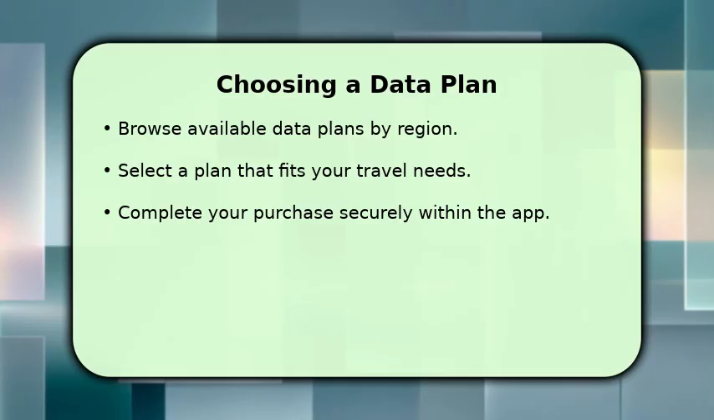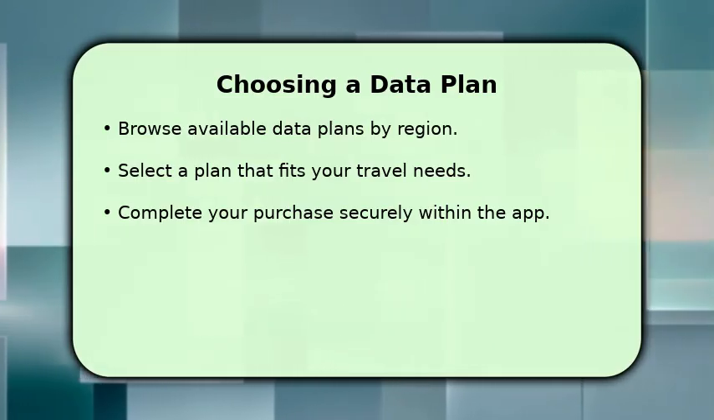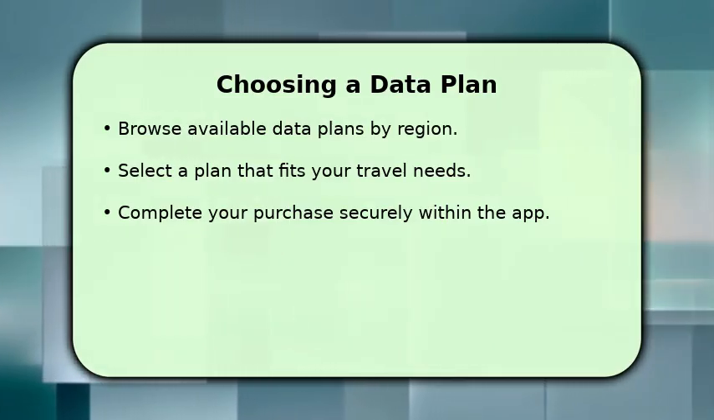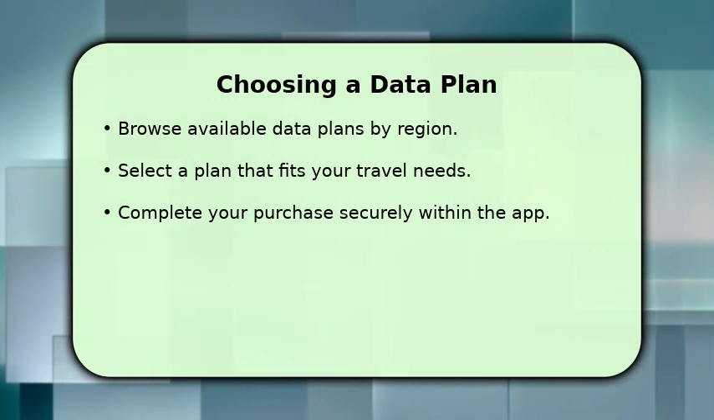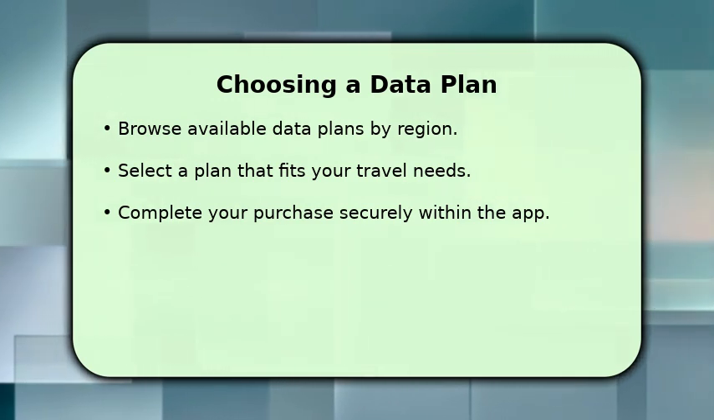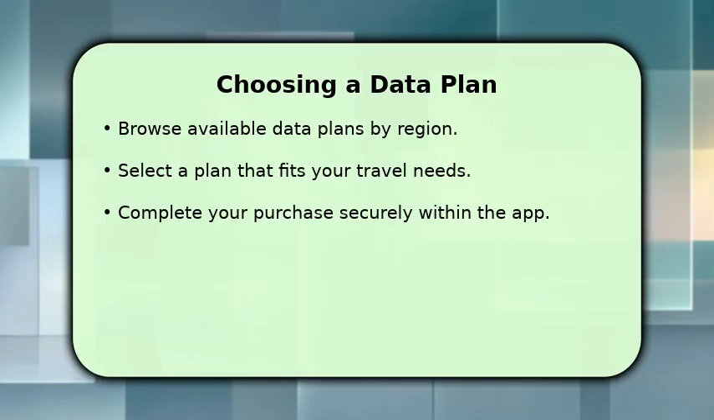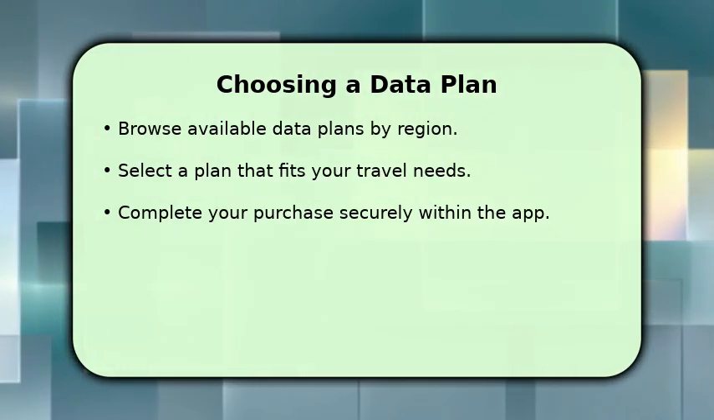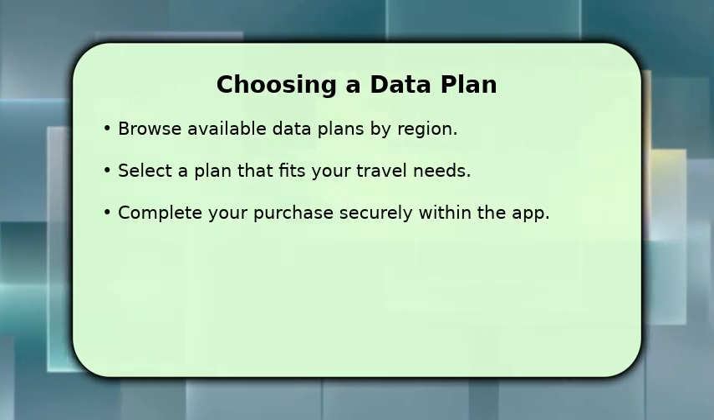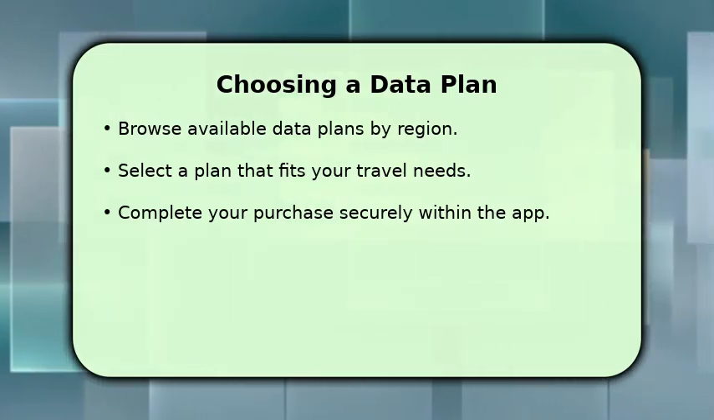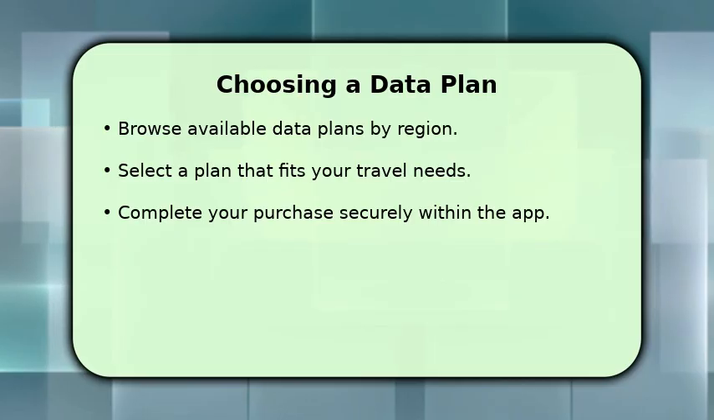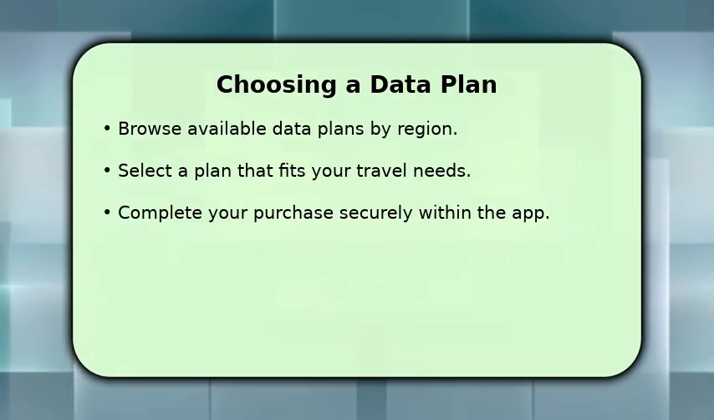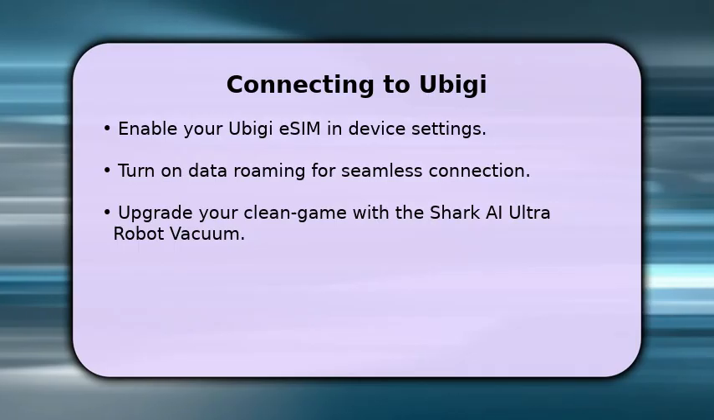With your eSIM installed, you can now choose a data plan. Ubiquiti offers various plans tailored to different regions and travel durations. Browse the catalog within the app to find one that best suits your needs, whether it's for a short trip or extended travel. Once you've made your selection, you can securely complete your purchase directly through the app, often with several payment options available. Finally, to connect, go to your device's cellular settings and enable your Ubiquiti eSIM.